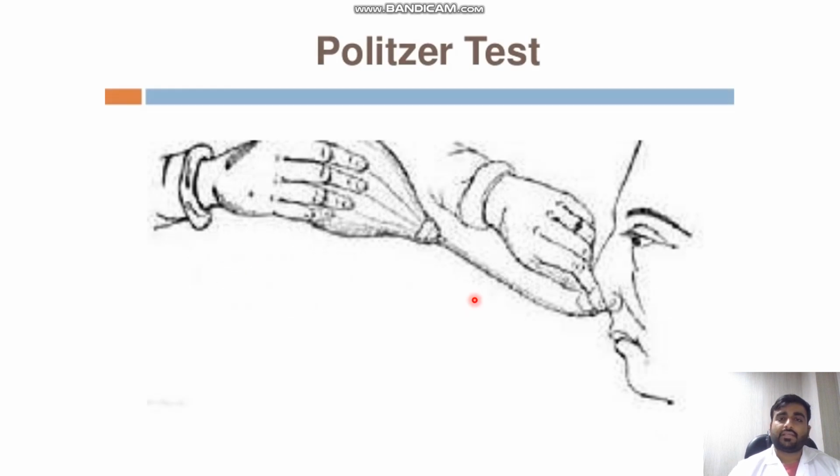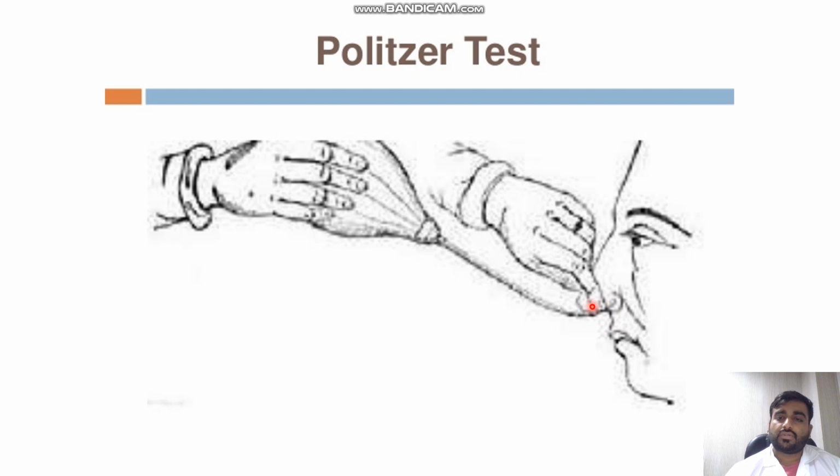Now second is the Politzer test. The Politzer test is done in children because they cannot perform the Valsalva test. In this test we are manually building positive pressure in the nasopharynx. First, the olive-shaped tip of the bag is introduced into one side of the nostril, so that the patient's eustachian tube patency can be tested.